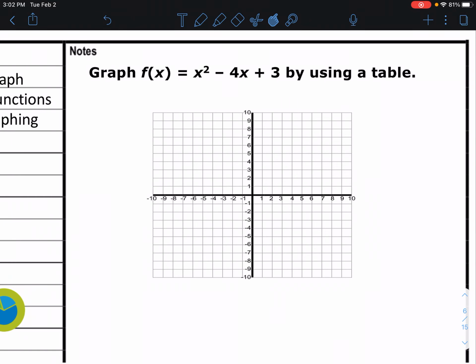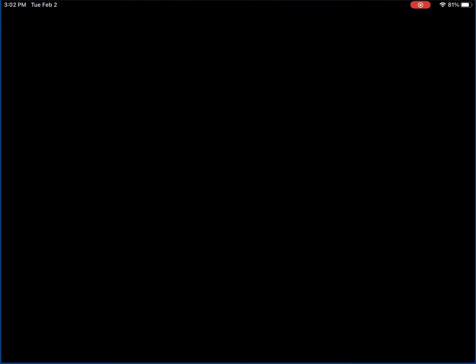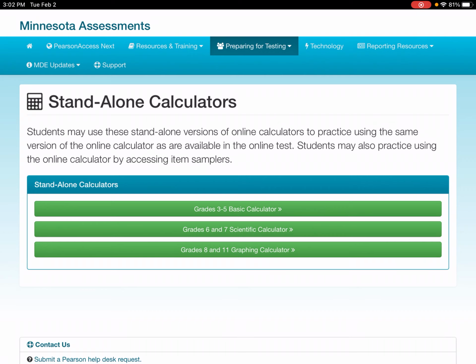So I guess the first thing you want to do is you've got this quadratic function x squared minus 4x plus 3. Okay, so how do we graph that? Well, you could type in and try to find some different points, but the easiest thing is to use our graphing calculator. Let me show you how this works. So if I open up my MCA calculator, I'm going to do that.